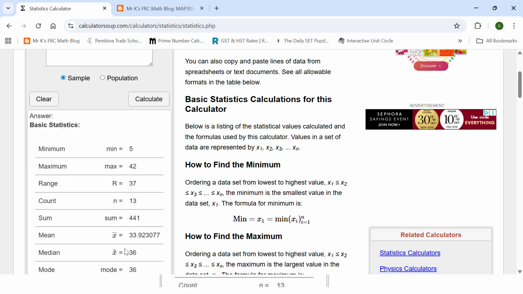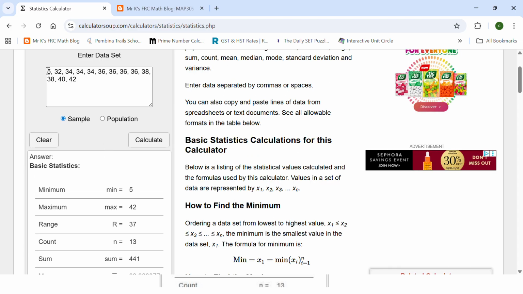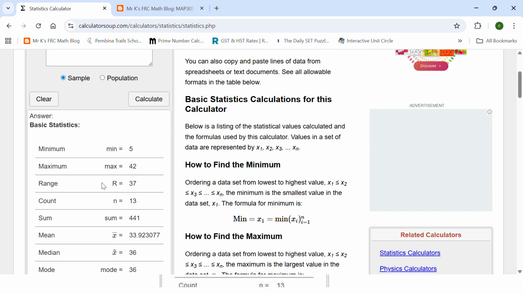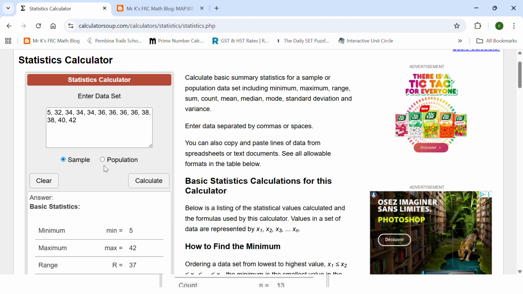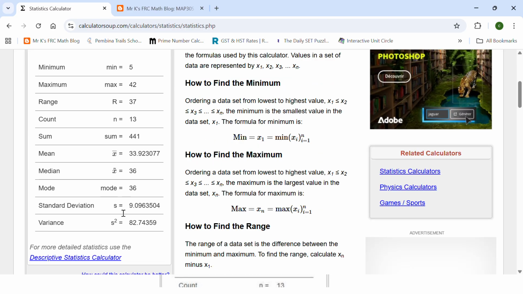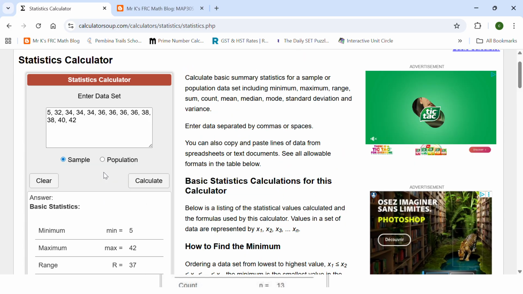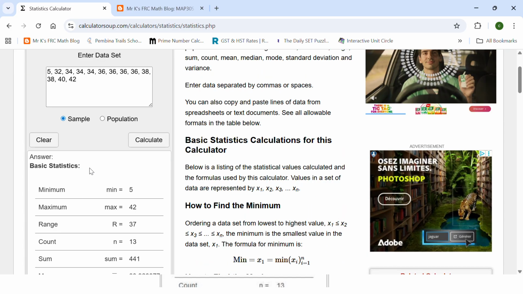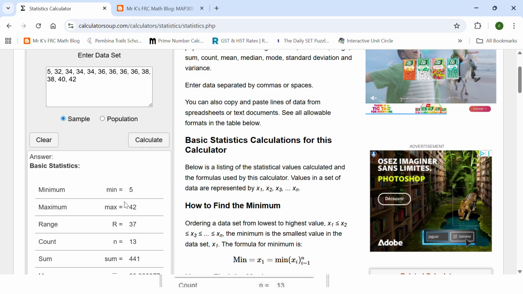Then it'll find the median for us, which, as you can see, these are in order. So there's 13 things. The middle number is the 7th thing: 1, 2, 3, 4, 5, 6, 7. So there it is. 36 is the middle. So that's the median. And it finds the mode, which is, there it is, 36. And then there's some other stuff that we're going to talk about later on in the chapter. For now, mean, median, mode. Range, if we need it, 37.